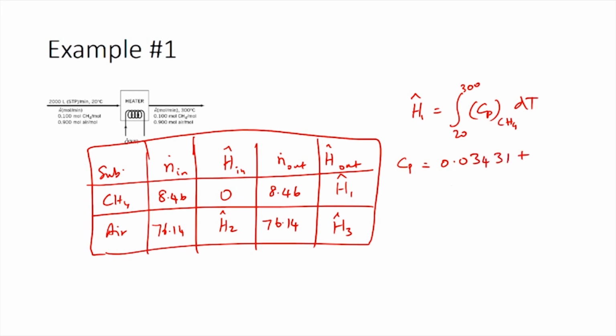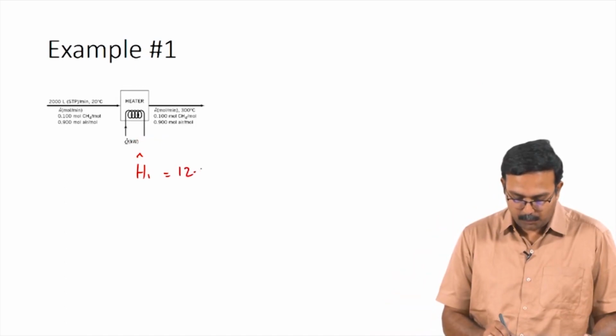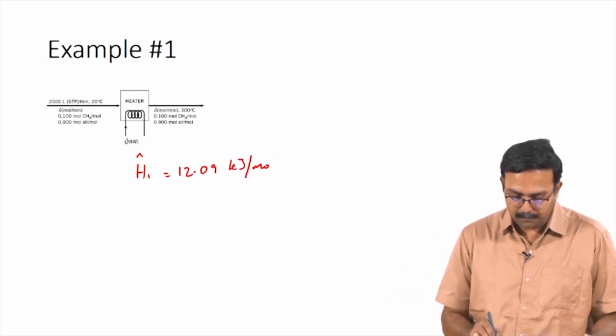0.03431 plus 5.469 times 10 power minus 5 T plus 0.3661 times 10 power minus 8 T squared minus 11.0 times 10 power minus 12 T cubed. So, this is the Cp value. Integrating this from 20 to 300 degrees Celsius, we would be able to get the change in enthalpy, which is H1 cap. Doing that, we get H1 cap as 12.09 kilojoules per mole.